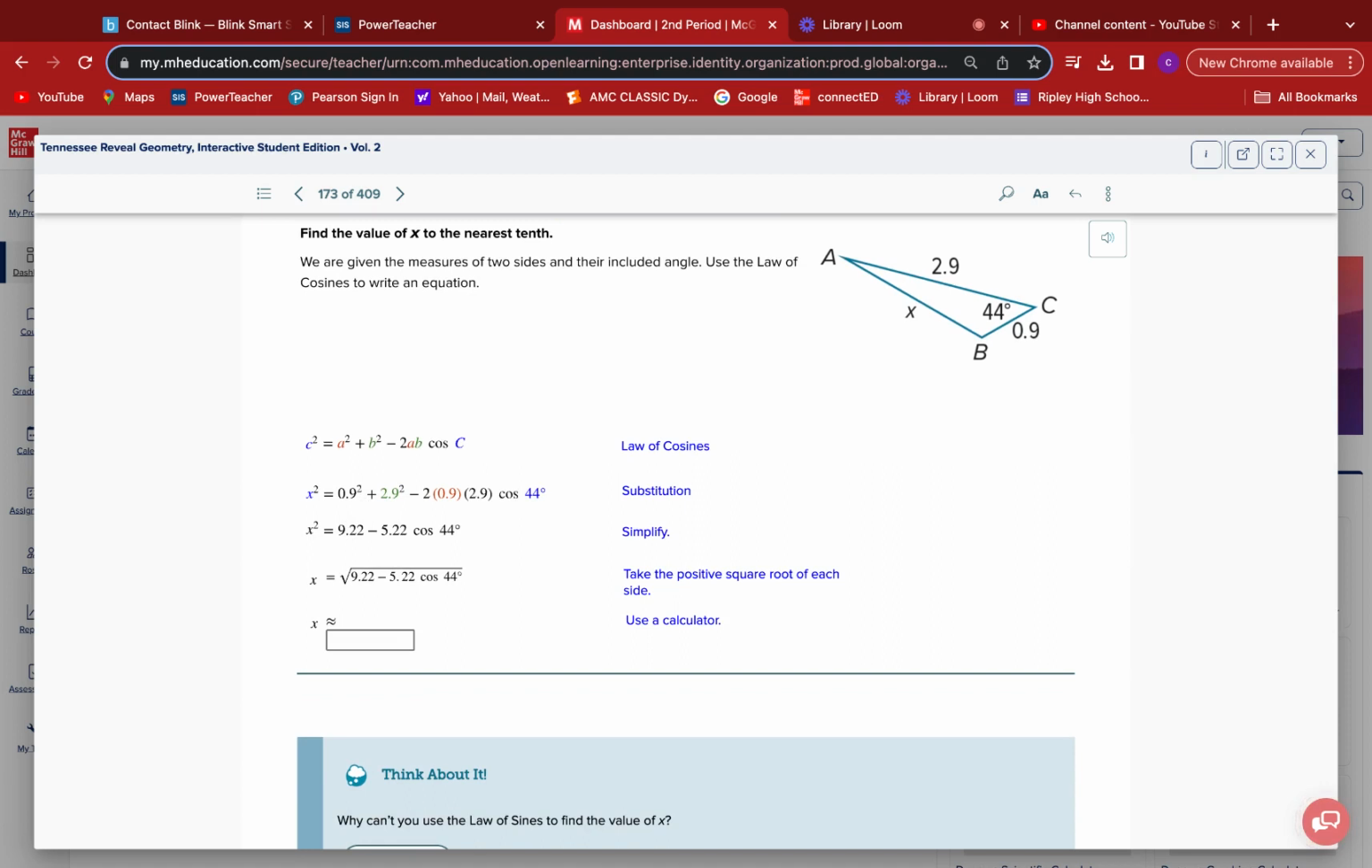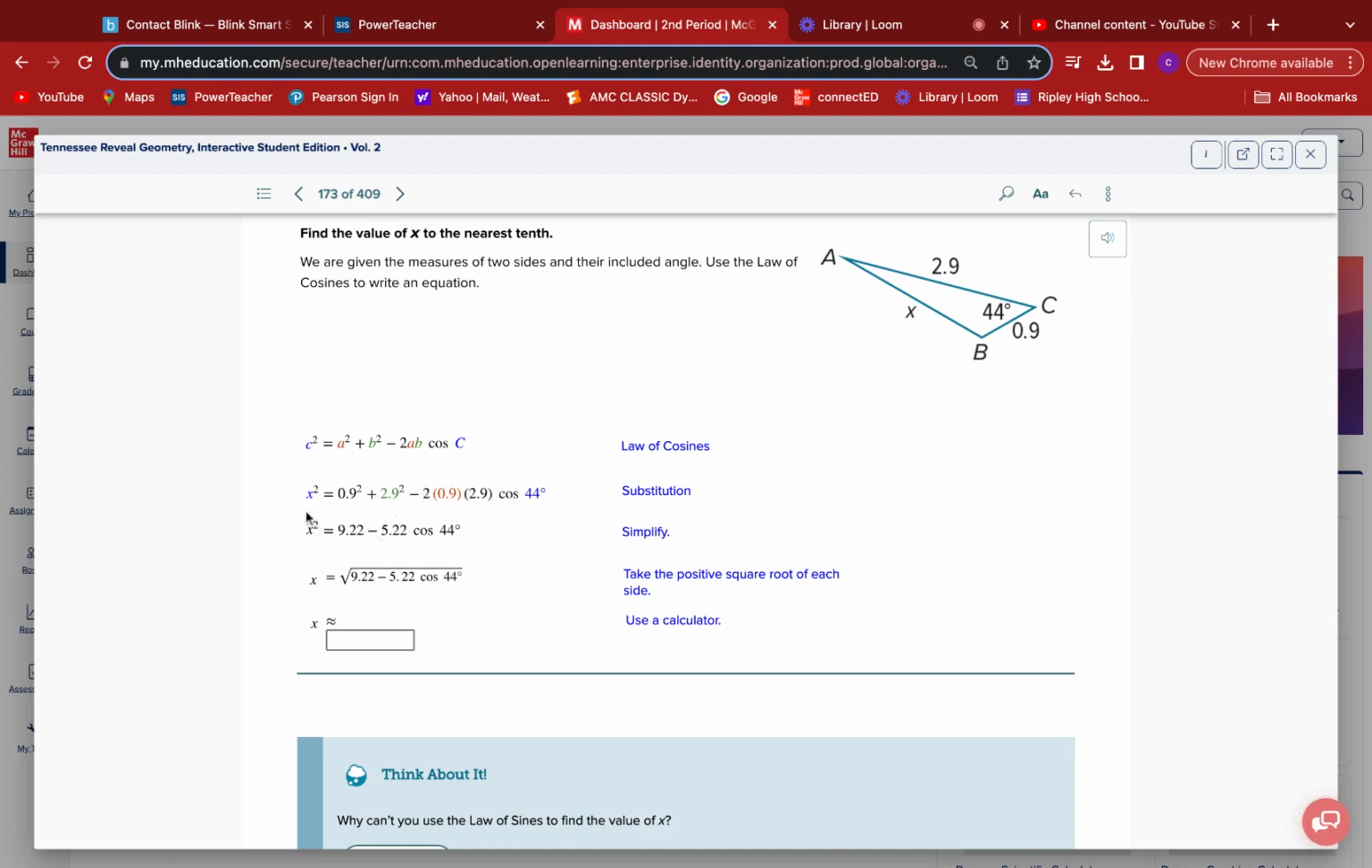No, they did not. They squared and added these together. My apologies. They did 0.9 squared plus 2.9 squared. That's going to be 9.22 squared. Then they multiplied 0.9 and 2.9 to get 5.22. And of course, that's subtracting off. And then times the cosine of 44.